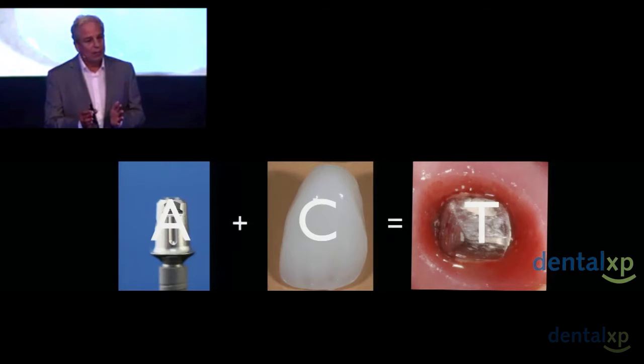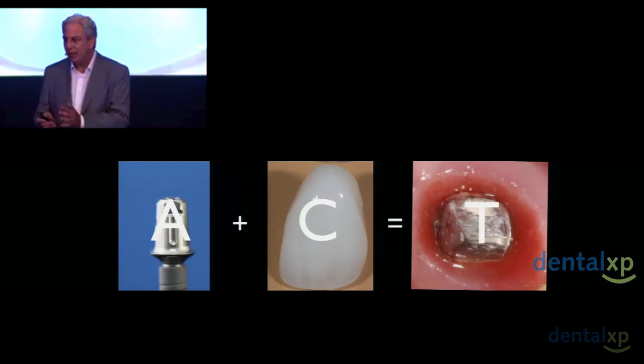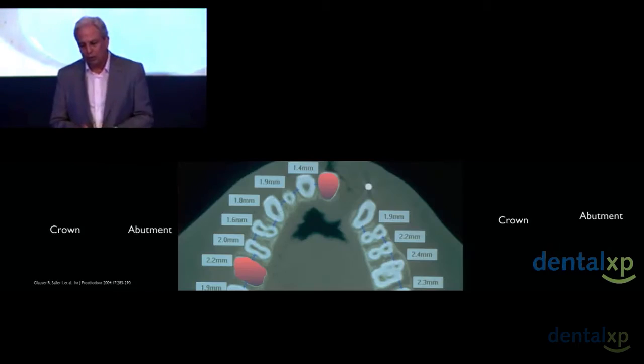It's only how we're going to look at the proportions between how we're going to be shaping that tissue between the abutment and the crown to get to that perfect situation. That's all we're trying to do.